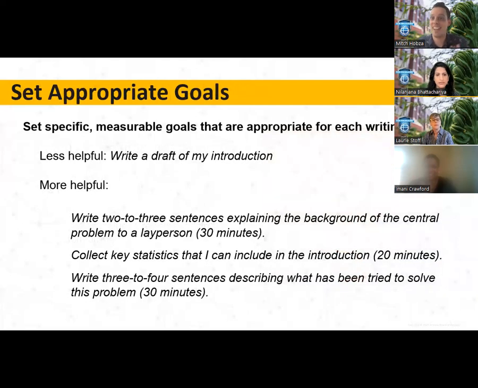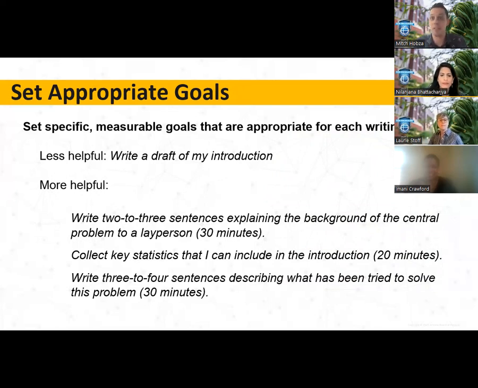So when you're sitting down thinking about what you're going to do today, it's really important that you set some appropriate goals. And you want to think about where you are in those stages of the writing process. What might not be too helpful is to say, all right, I have 3 hours today, I'm just going to write my introduction. And then you open a computer or your notebook and just sit there and go, how do I even get started on this? What do I want to do?